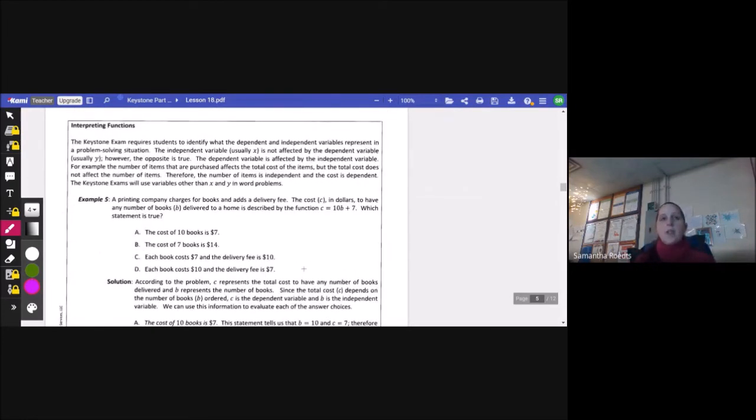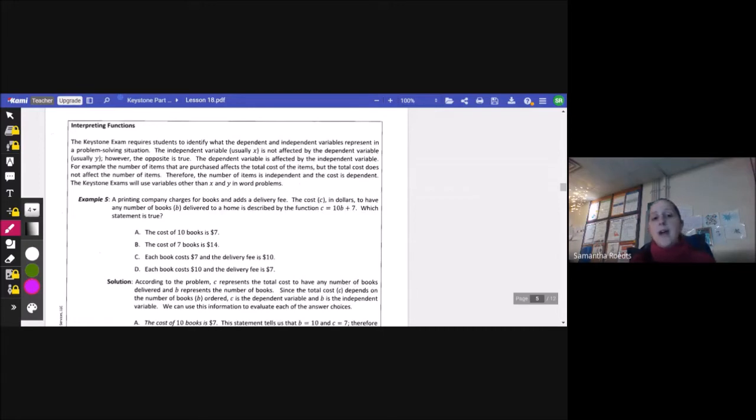Interpreting functions. The Keystone exam requires students to identify what the dependent and independent variables represent in a problem-solving situation. The independent variable, usually x, is not affected by the dependent variable, which is usually y. However, the opposite is true. The y is dependent upon the independent variable, or x. The dependent variable is affected by the independent variable.